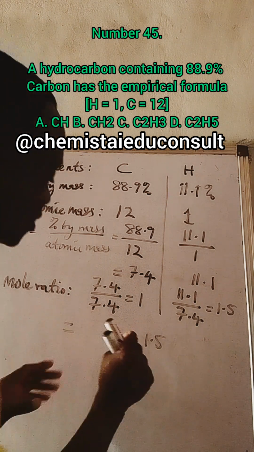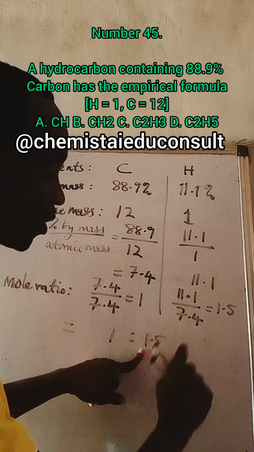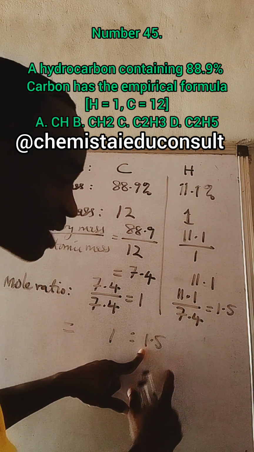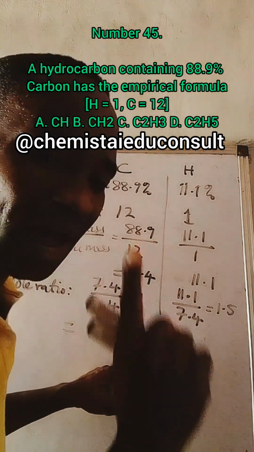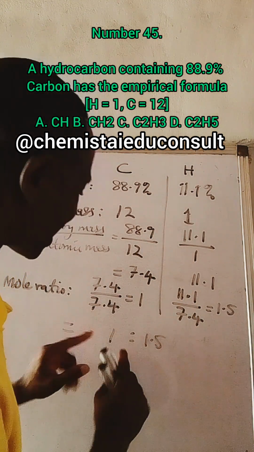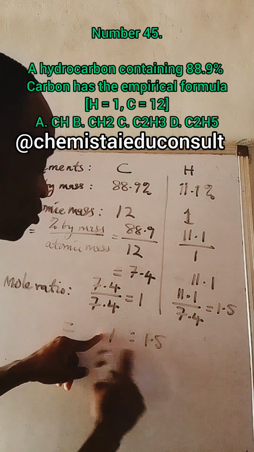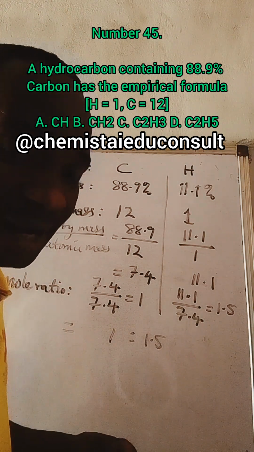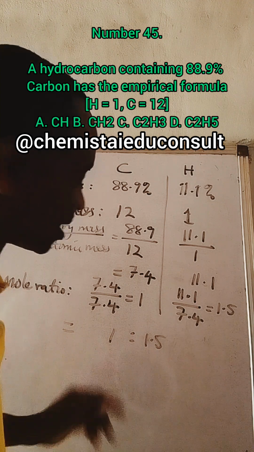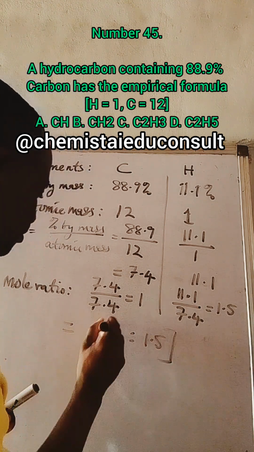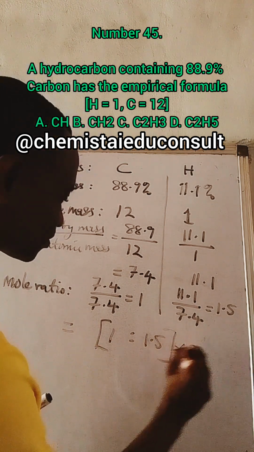But this 1.5 is not a whole number, and you cannot approximate. Once you reach 1.4, 1.5, 1.6, 1.7, 1.8, don't approximate. Rather, multiply the two ratios by a number in such a way that you get whole numbers. Let's try 2. Let's multiply by 2.